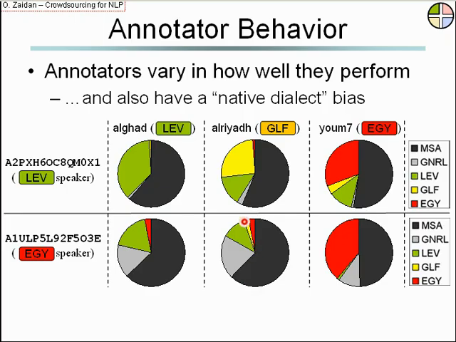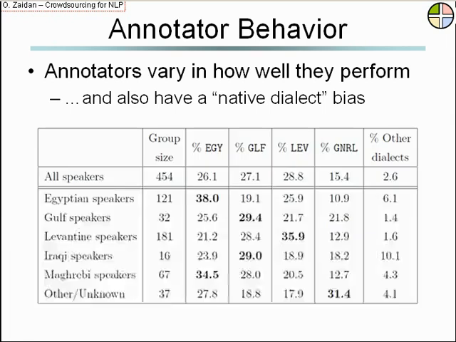Now, this is obviously not because there are no Gulf sentences, but probably because this speaker was not exposed to the Gulf dialect, so they're not really able to recognize it. So they're either misidentifying it as Levantine or just saying, oh, this is just some general dialect, I'm not sure what it is. So there is an interesting native dialect bias, and it's even more clear if you look at annotators as groups of speakers.